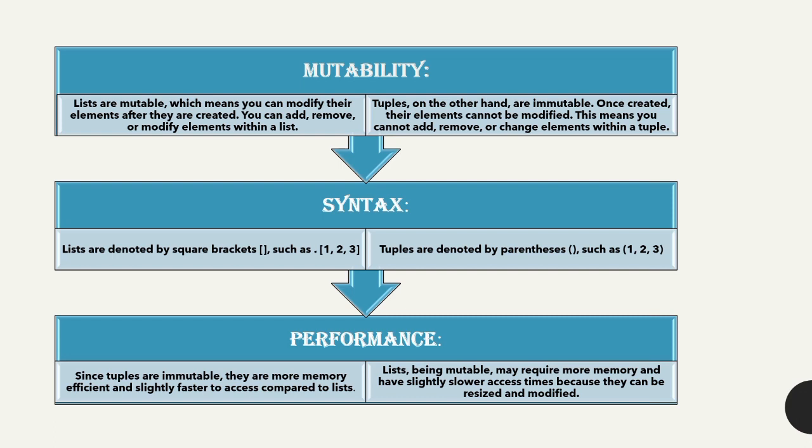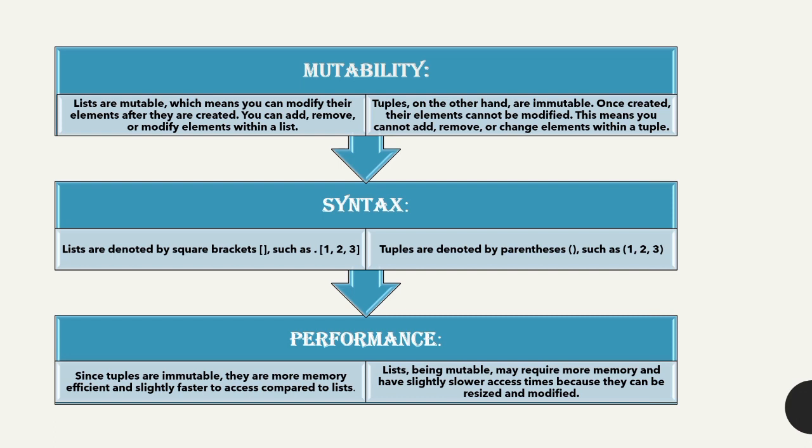The syntax is also different. Lists are denoted by square brackets, while tuples are denoted by parentheses. Lists are commonly used when you need a collection of items that can change over time. They are suitable for situations where you want to add or remove elements, while tuples are often used when you want to group related data together or create a collection that should not be changed, just like the result of your class or anything. They are suitable for situations where you need to ensure your data integrity.